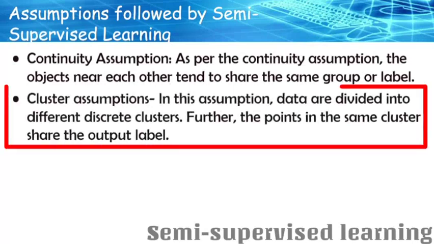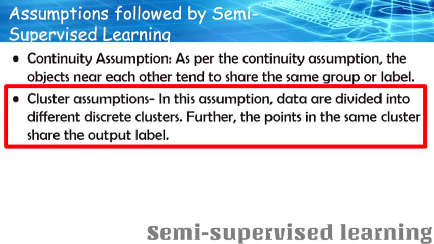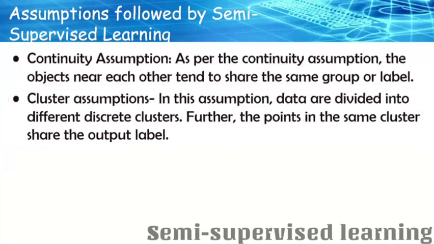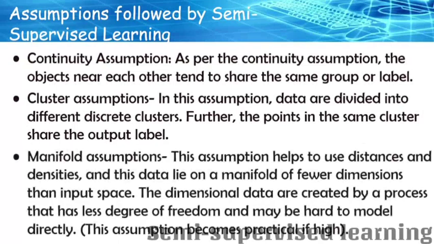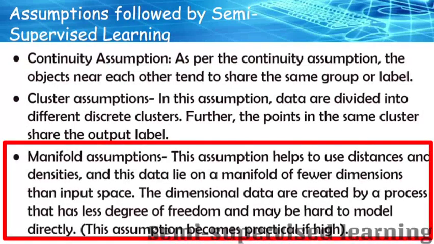And the cluster assumption. In this assumption, the data is divided into discrete clusters, and the points in the same cluster share the output. So even if only a few outputs are known, based on those outputs the whole cluster will have the same output label. That is another assumption. And finally, we have the manifold assumption.